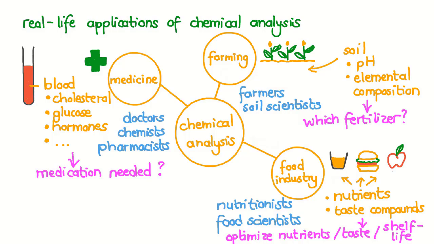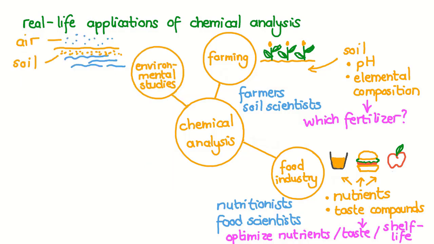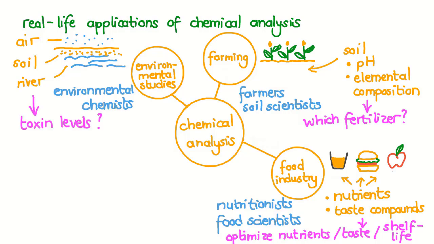Air, soil, and river samples, for example, are analyzed in environmental studies by environmental chemists for things like toxins and their levels.